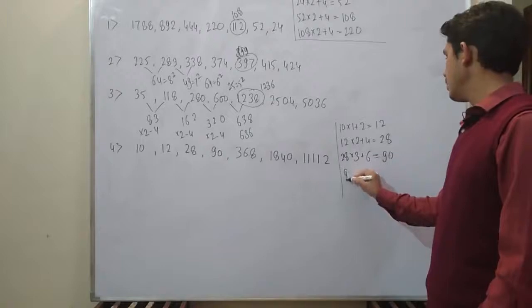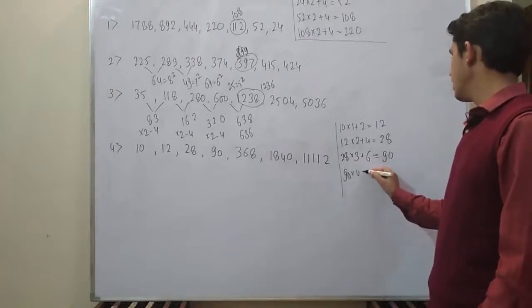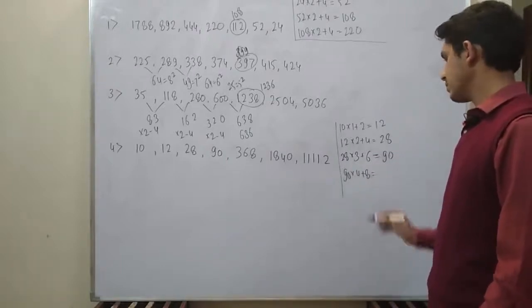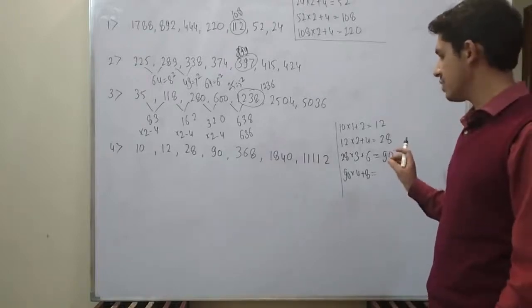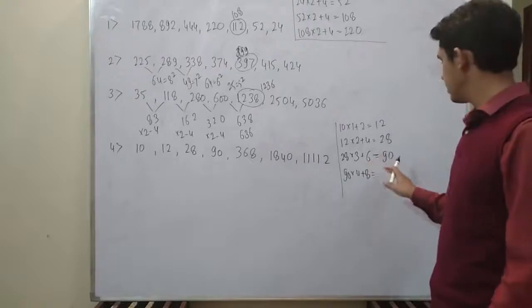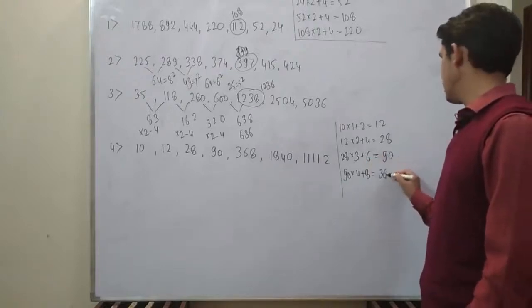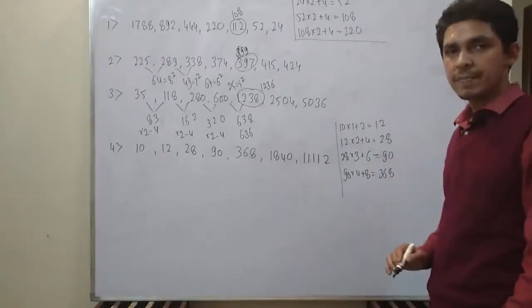After this 90, what should be the number? 90 multiplied by 4 plus 8. If we calculate 90 multiplied by 4, this will give us 360, and 360 plus 8 is 368. This number is also correct.